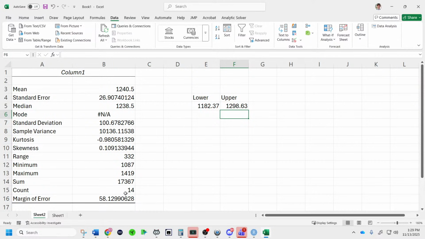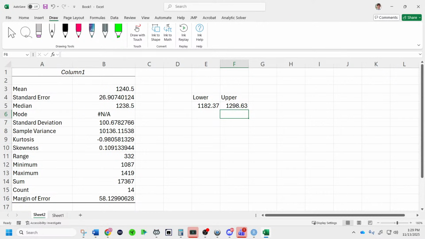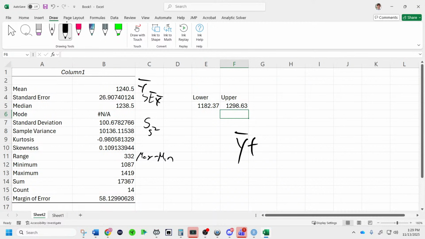And then the formula is basically, when you think about it, y bar, which this is y bar. That's standard error. That's the median, the mode. The standard deviation is S. Sample variance is S squared. Kurtosis, those measures don't matter. This is max minus min, the range. That's range. Min, max, sum of the y values, count is n, and margin of error.